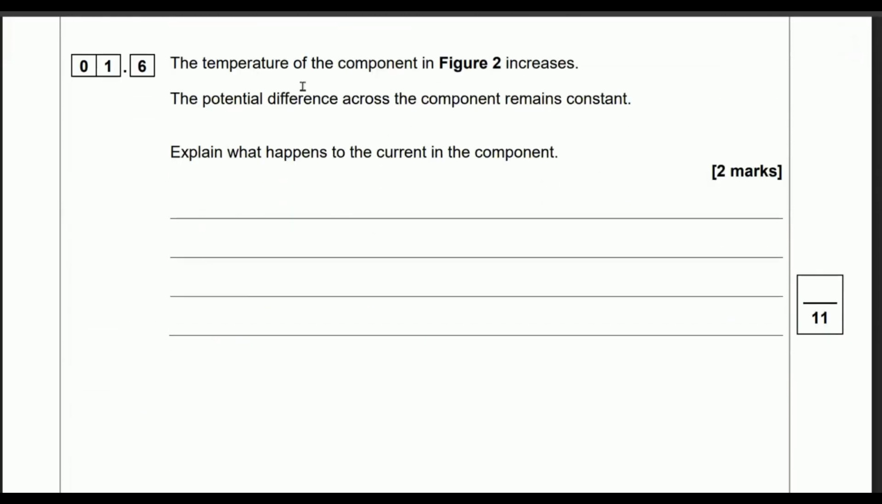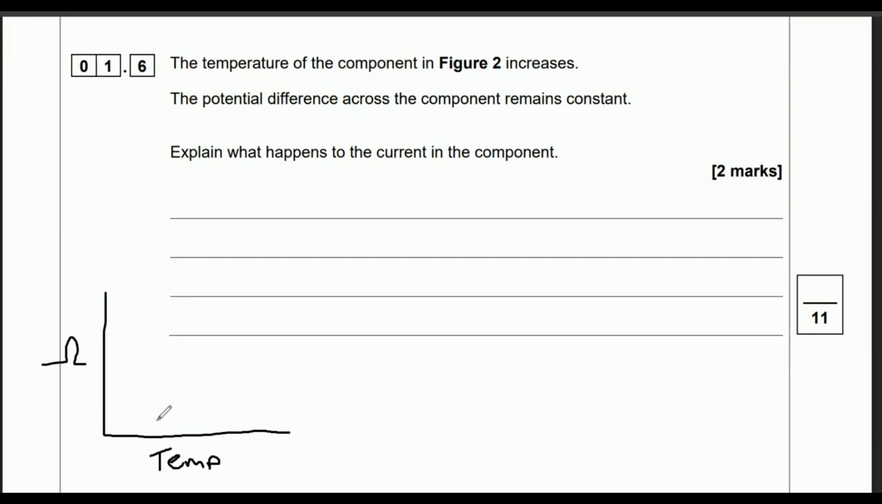Okay, 1.6, the temperature of the component in figure 2 increases. The potential difference across the component remains constant. Explain what happens to the current in the component. Well, you actually need to know a little sketch graph off by heart for both the thermistor and the light dependent resistor, the LDR, and how these sketches work. You have resistance on the side. That's the symbol for ohms, which is our unit for resistance. And then at the bottom here, I'm going to write temp. My writing's so bad, I don't want to write temperature.